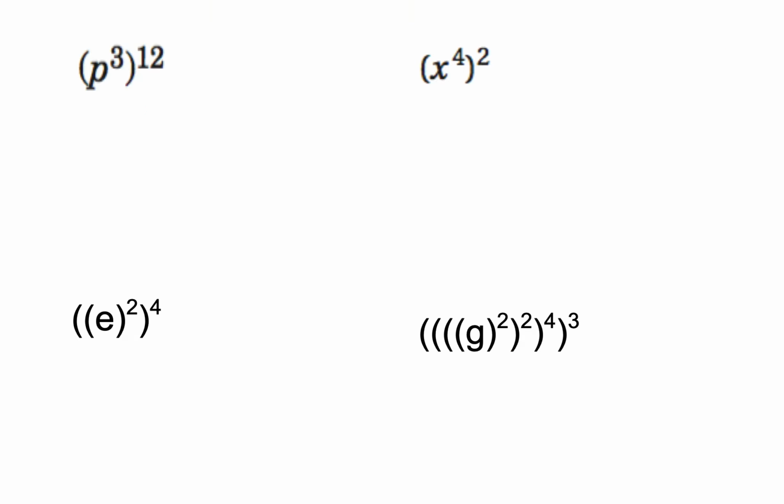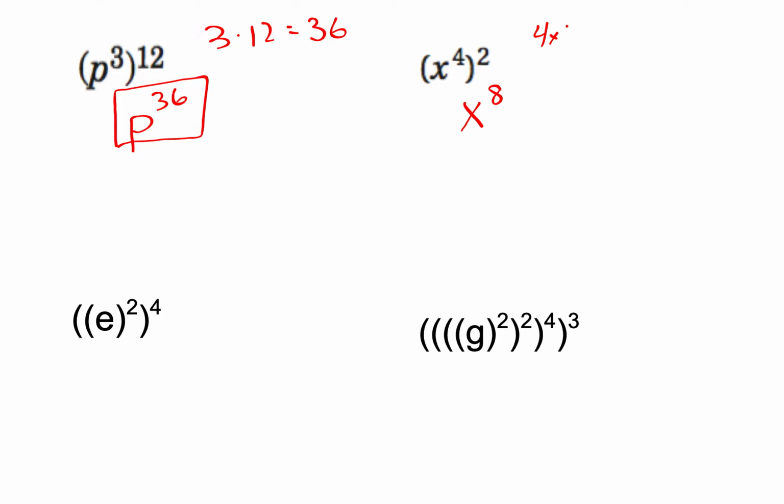Okay, some quick examples here. This is p to the 3rd to the 12th. We can do 3 times 12 and get 36. This is p to the 36th power. x to the 4th to the 2nd is x to the 8th because 4 times 2 is 8.